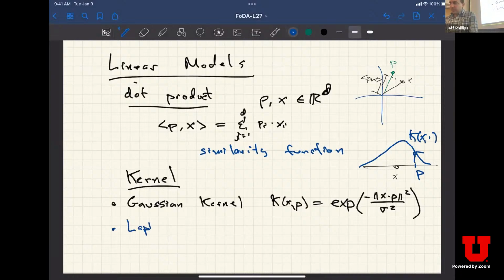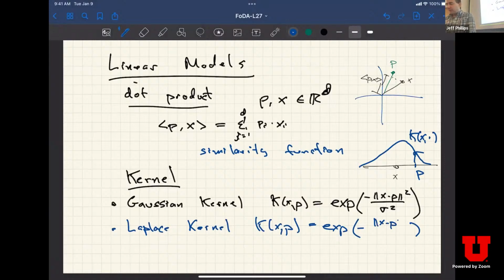The Laplace kernel is defined instead. K of x, p equals, again, the exponential, so e to the minus some distance, but instead it looks at this distance with some standard deviation, but not squared. If I don't square it, your function looks kind of like this. It's pointier at the top, and this tends to be a little more robust to noise, but it's less forgiving as you move away from a distance of 0. So this is just another version.